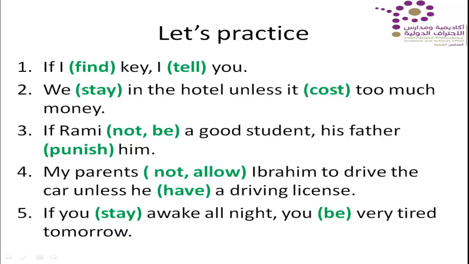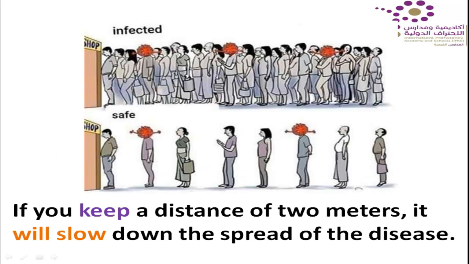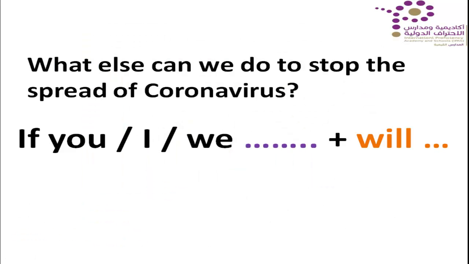Now let's practice. Do the following exercises to use the correct form of the verb in brackets, and then please send your answers to your teacher. Remember, if you keep a distance of 2 meters, it will slow down the spread of the disease. What else can we do to stop the spread of coronavirus? Use the first conditional or conditionals type 1 with your suggestions and then send the answers to your teacher.